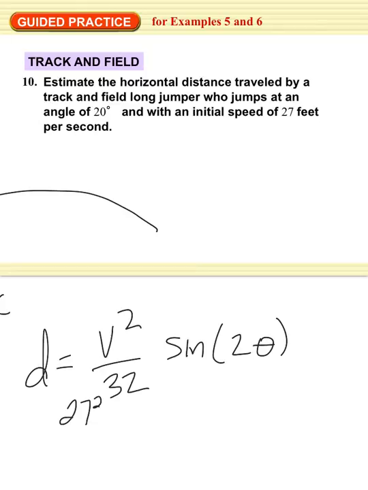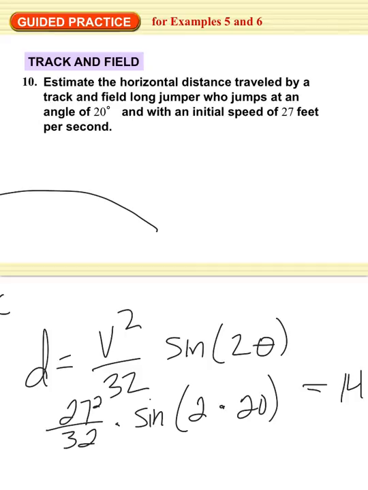So 27 squared over 32 times sine of 2 times 20. Let me start typing. 27 squared divide by 32 times sine of 2 times 20, or 40. I got 14.6 feet. Check the answer key, because I love doing that. Yep. Good job.